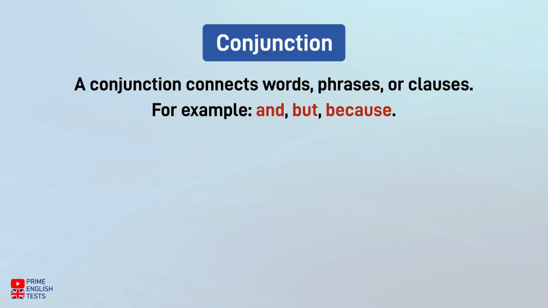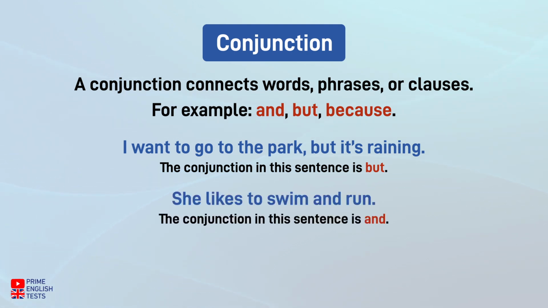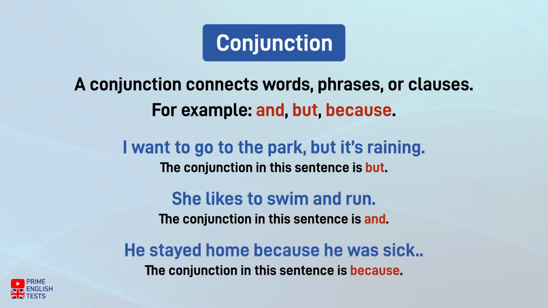A conjunction connects words, phrases, or clauses. For example, and, but, because. I want to go to the park, but it's raining. The conjunction in this sentence is but. She likes to swim and run. The conjunction in this sentence is and. He stayed home because he was sick. The conjunction in this sentence is because.